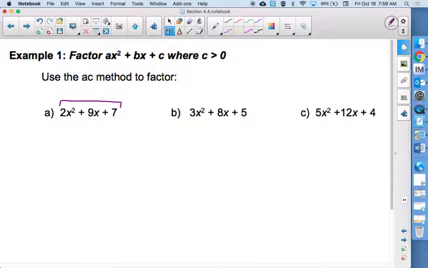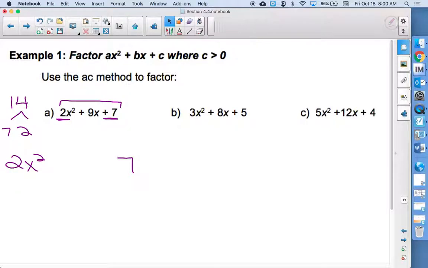So you take A times C. Chris, what 2 numbers multiplied to be 14 but add to be 9? 7 and 2. So when you write this, look at your A and C. My A is a 2x squared. My C is a 7. So when I write my 2 numbers in between these values, I want them to work with the numbers that I already have written.